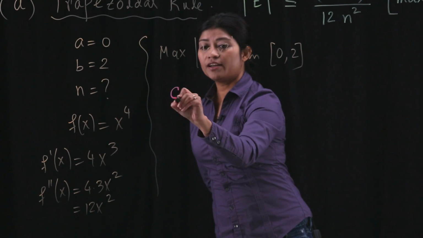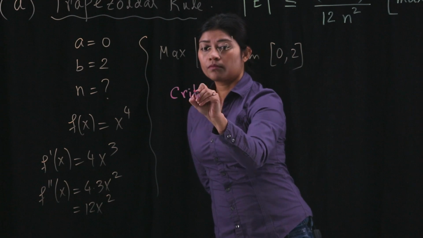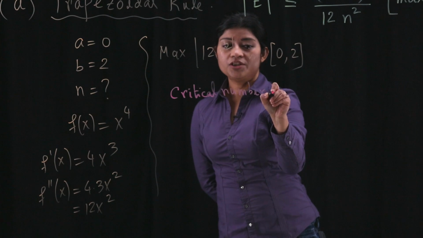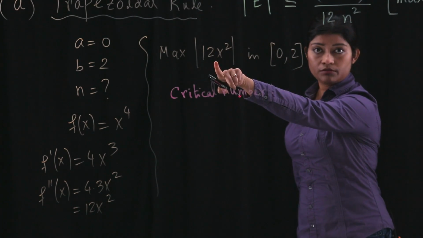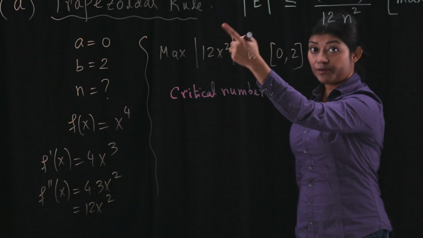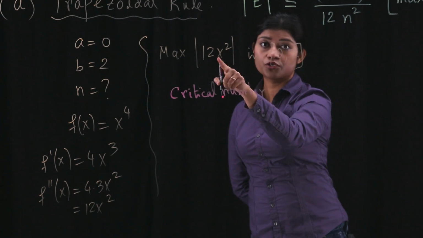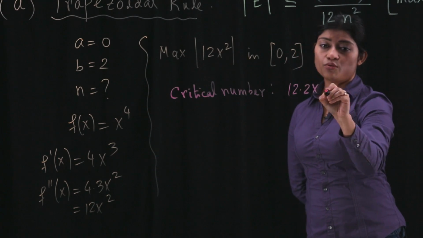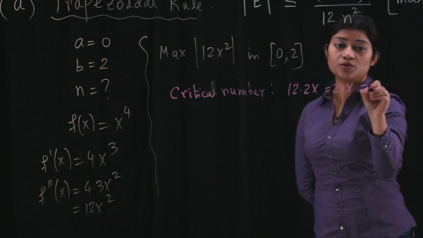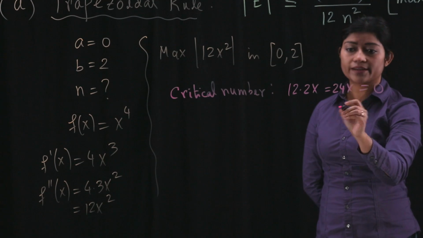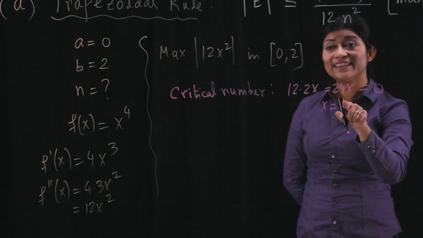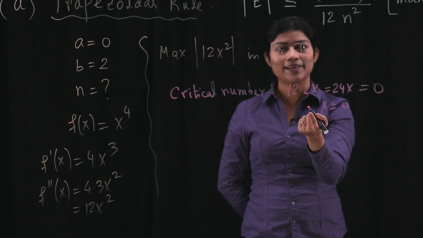So to find the critical number, you just find the derivative of this function. This is the new function. So the derivative of that is 12 times 2x. So 12 times 2x, that's 24x. Set it equal to 0 and solve for x. So obviously you can see that the critical number is going to be x equals 0, and that's a point in the interval as well.